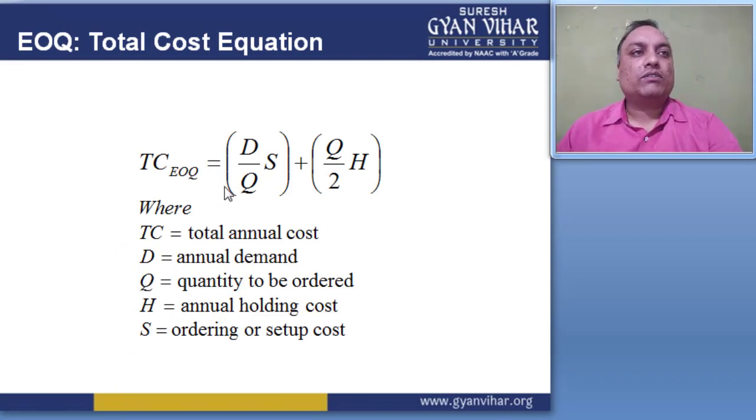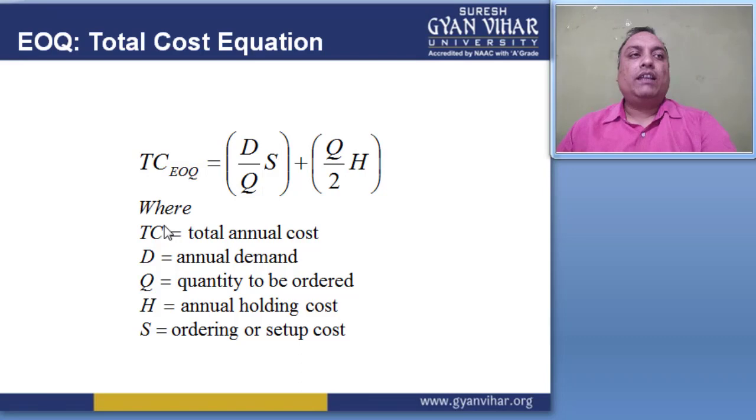Here are the different costs associated with this case, and this is the TC, EOQ. TC is the total cost, and it is given by the sum of two quantities: D by Q into S plus Q by 2 into H.